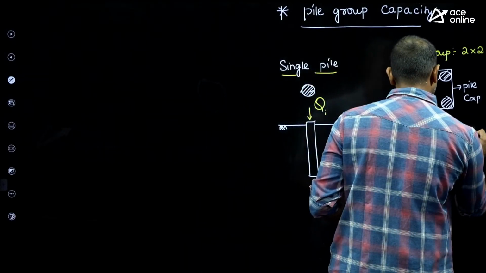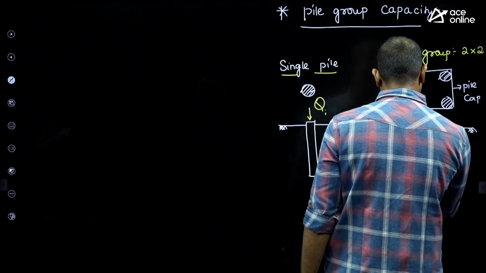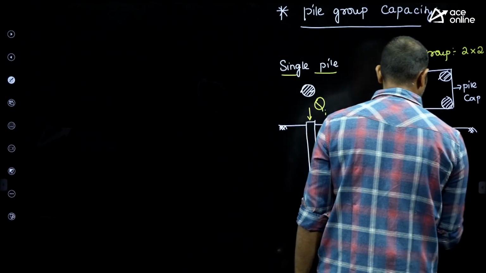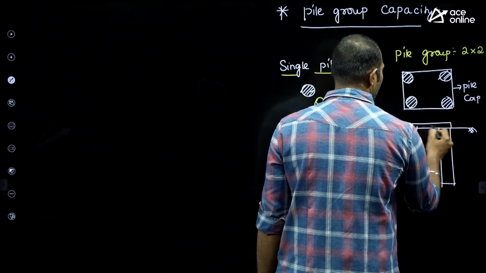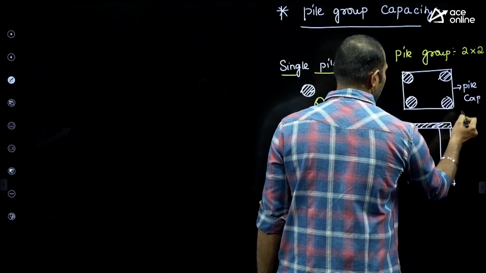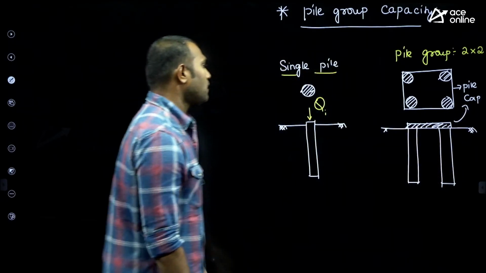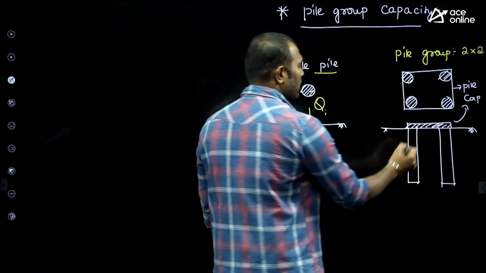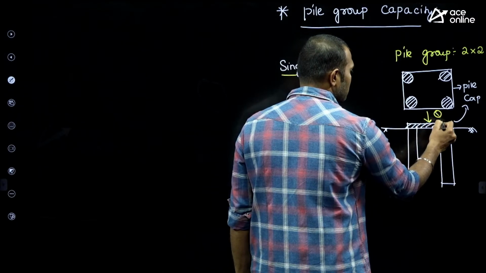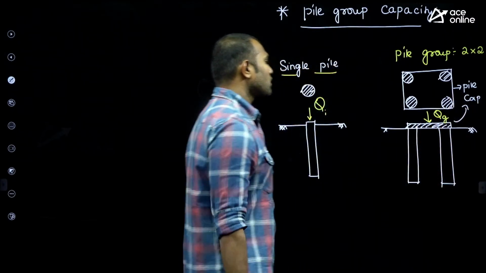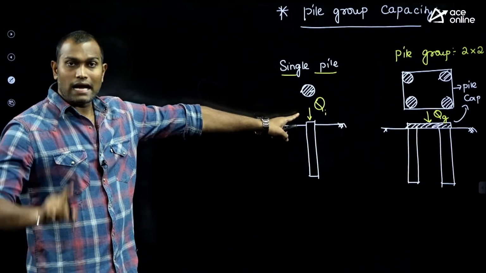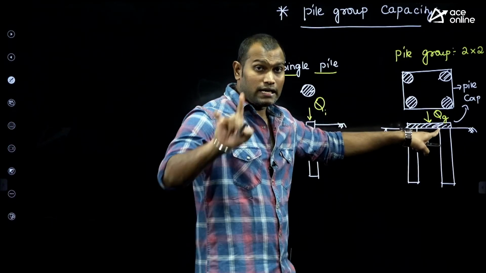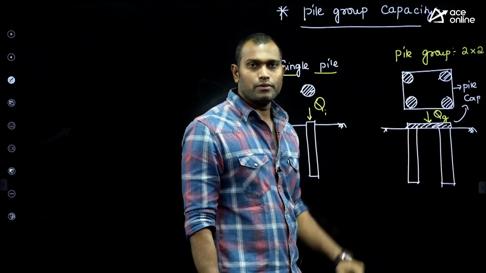So if you see here in the section view, we can observe this is one pile and this is one more pile. On the top of it, this is nothing but the pile cap. But now the entire load carrying capacity of this group, let's take this as Qg. So Qi is the ultimate load taken by the single pile. Qg is the ultimate load taken by the pile group.